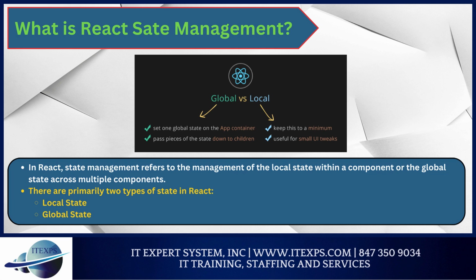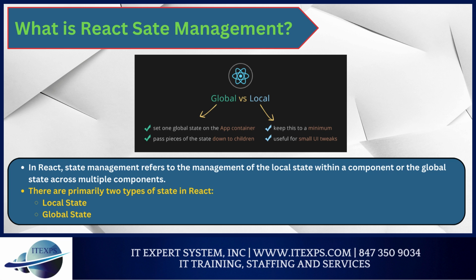There are primarily two types of state in React. Local state. Local state is managed within a single component. It is set using the useState hook in functional components or the this.state and this.setState methods in class components. It is suitable for managing component-specific data.